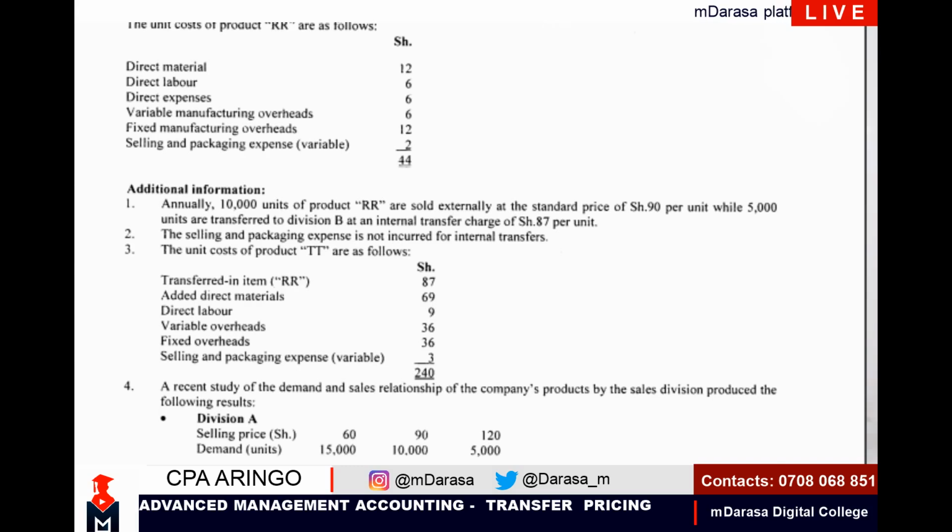Note number 3, the unit costs of product TT are as follows. And we've clearly seen product TT was being produced by which division? Division B. Transferred-in item RR 87, added direct material 69, direct labor 9, variable overhead 36, fixed overhead 36. Selling and packaging expense, variable, I'm given 3. So in that case, that was for the receiving division.